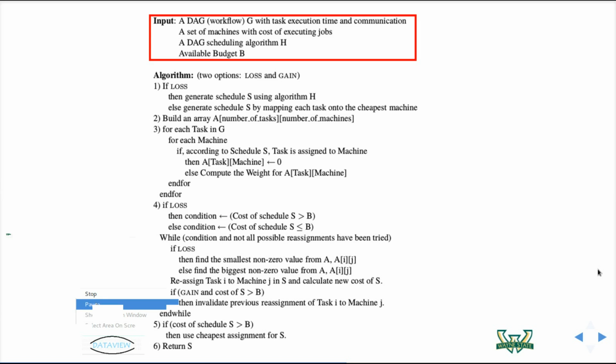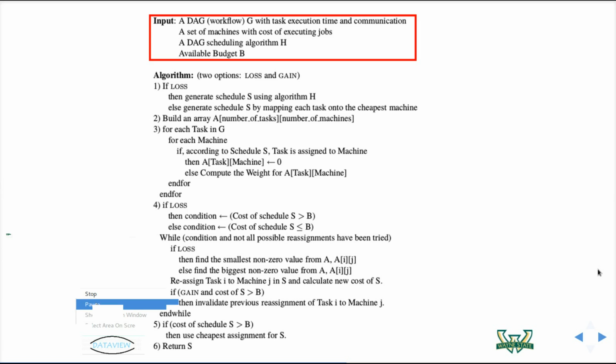Okay, here we have the algorithm. The algorithm starts with an initial assignment of the tasks onto machines and then computes the weight values for each reassignment of each task to a different machine. Therefore, we have a weight table which is created for each task in a DAG for each machine.